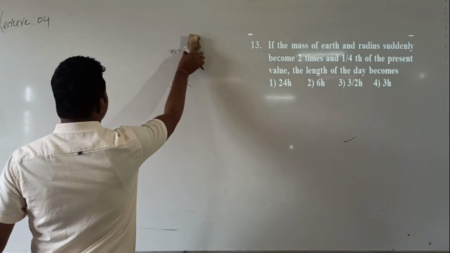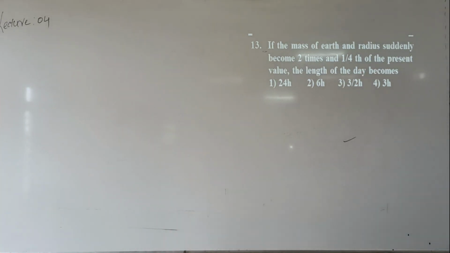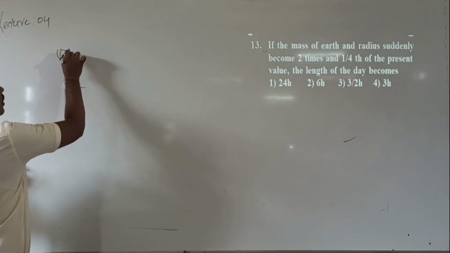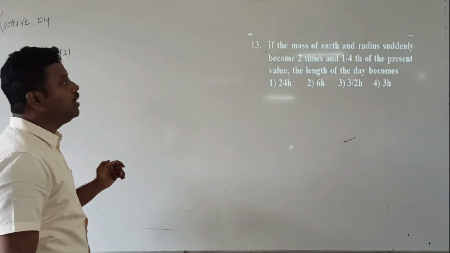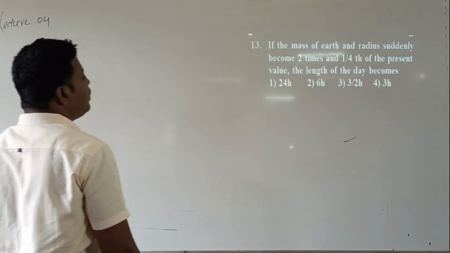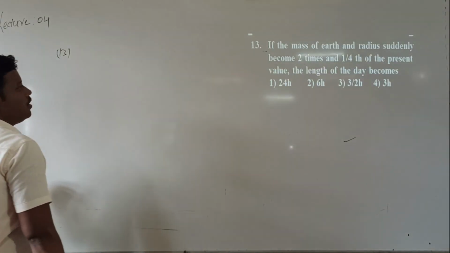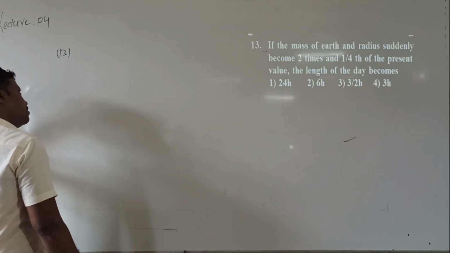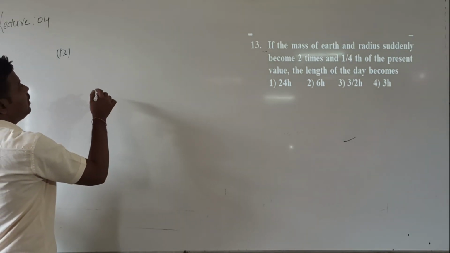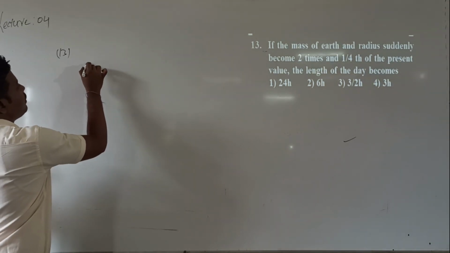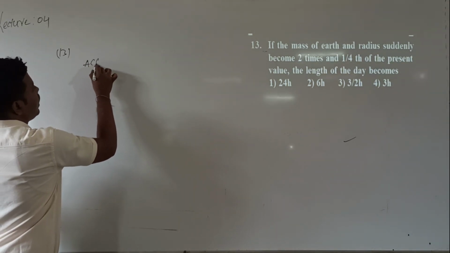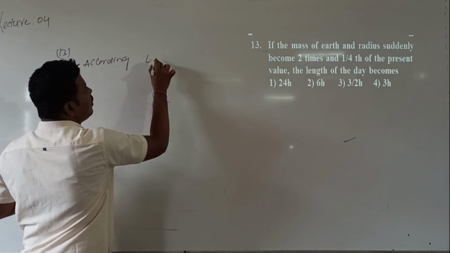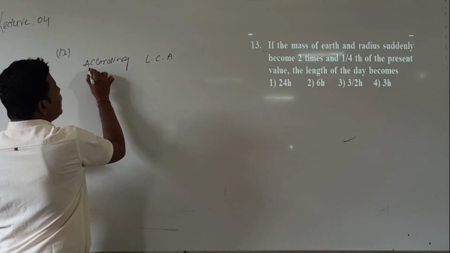This question is based on the law of conservation of angular momentum. We discussed this concept. If the mass of the Earth is constant and its radius suddenly becomes 1 by 4 times, what happens to the length of the day? So now according to the law of conservation of angular momentum.